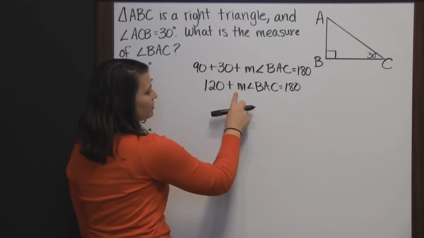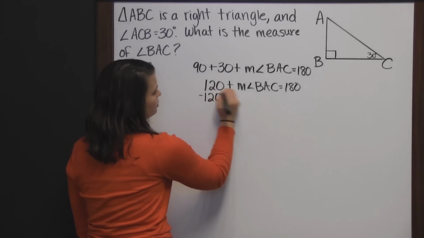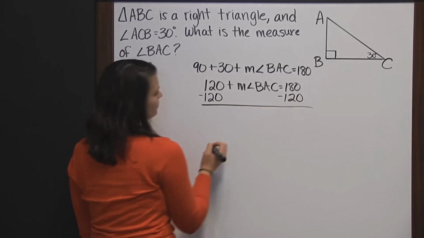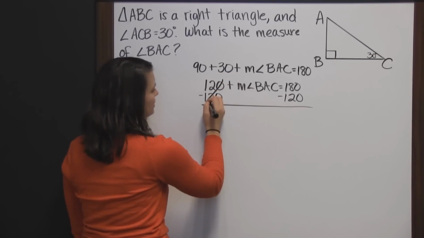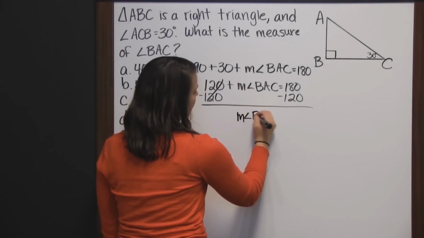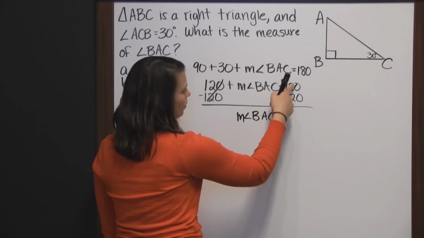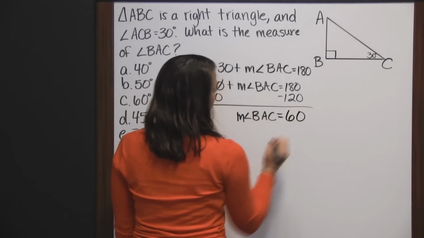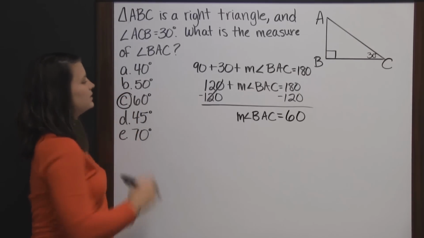To solve for the measure of angle BAC, we need to subtract 120 from both sides. 120 minus 120 is 0. Bring down the measure of angle BAC equals 180 minus 120 is 60. So that means the measure of angle BAC is 60 degrees.